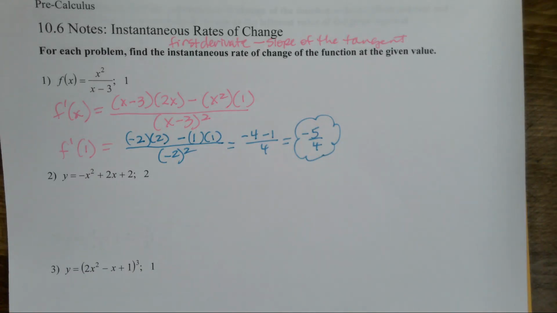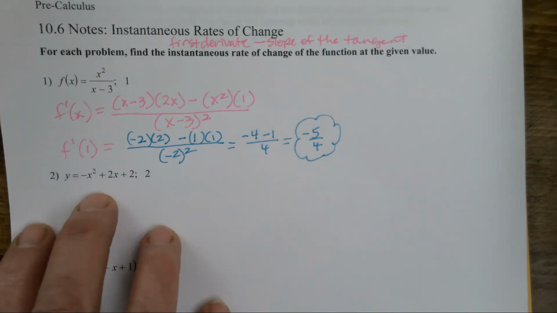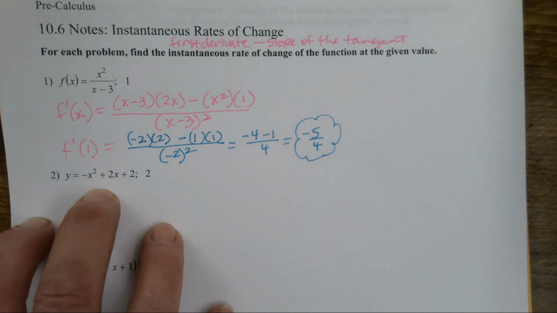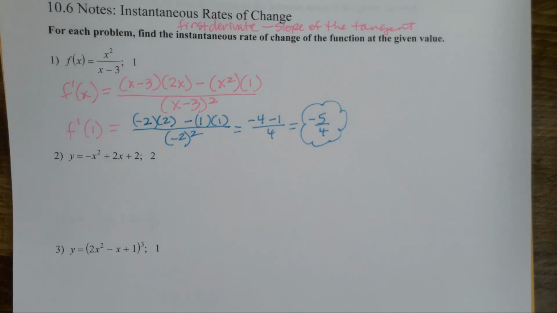We can go through these pretty quickly. Don't get yourself worked up about it. You do need to study the shortcuts, so you should be able to recognize which shortcut we're doing. If it's just a polynomial like number 2, then we just have to do our basic power rule.